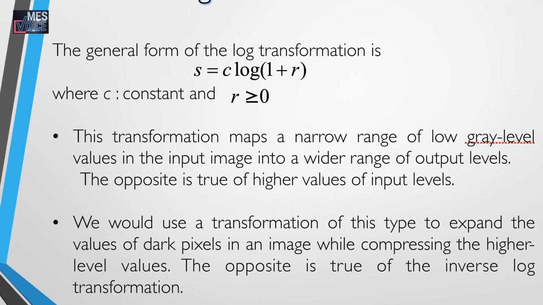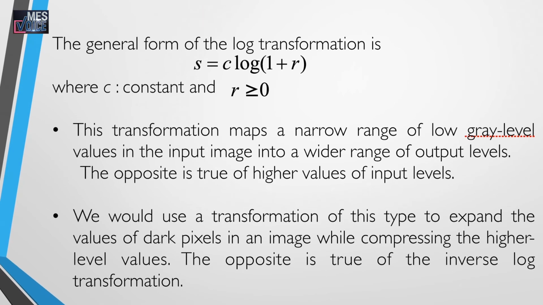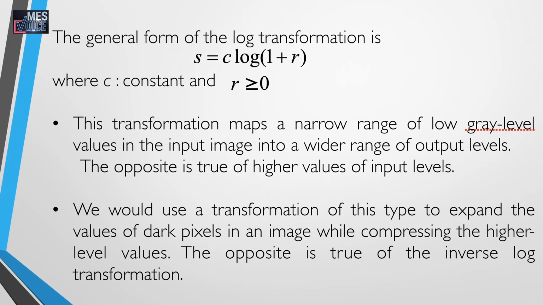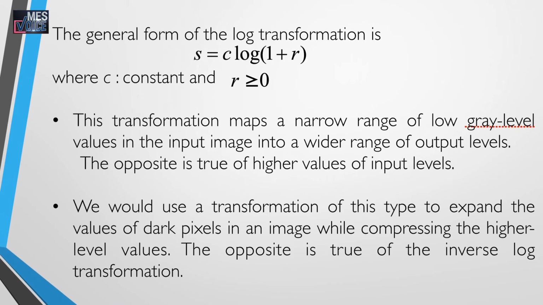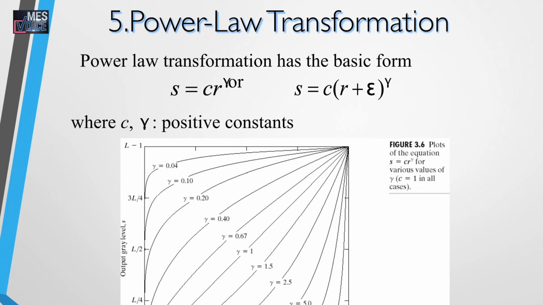We would use a transformation of this type to expand the values of dark pixels in an image while compressing the higher level values. And the opposite is true of the inverse log transformation. This is an example of log transformation. It's given in the figure, a Fourier spectrum with values in the range 0 to 1.5 times 10 raised to 6.